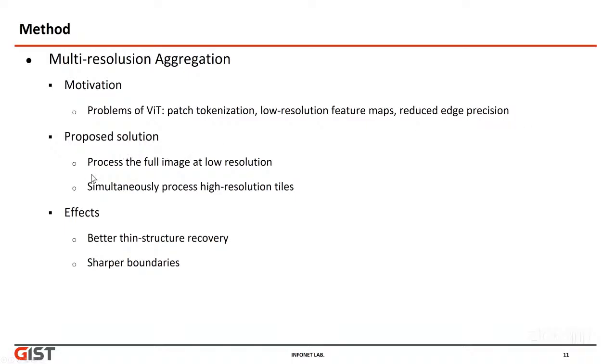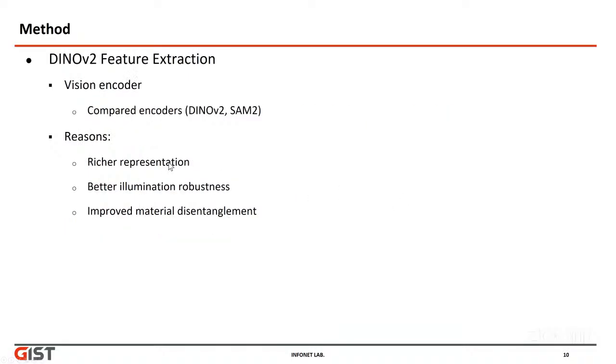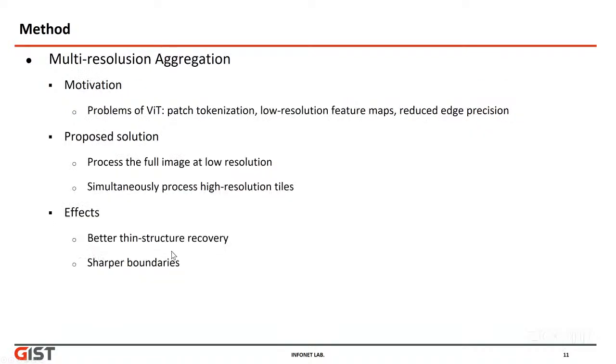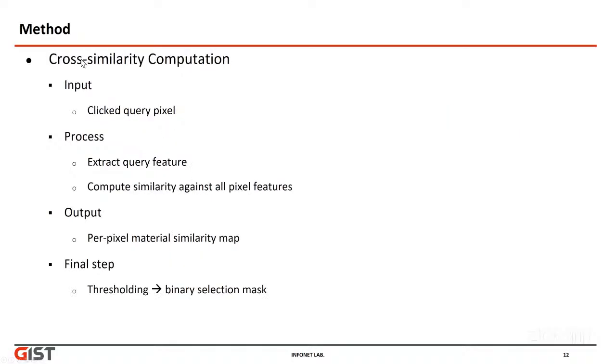So the process is: the full image is processed at low resolution, and simultaneously the high resolution tiles are processed. The whole image is split into four tiles like this example image. This is expected to give better thin structure recovery and sharper boundaries.